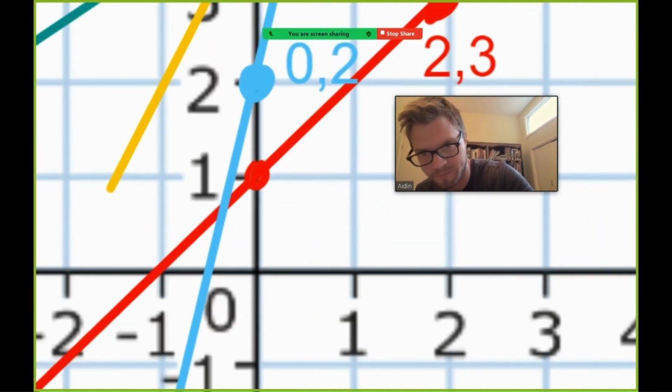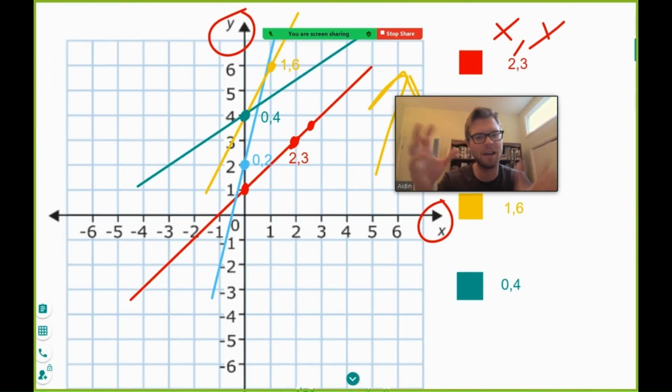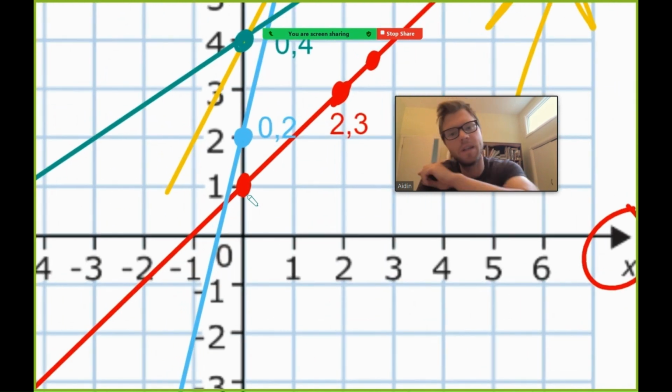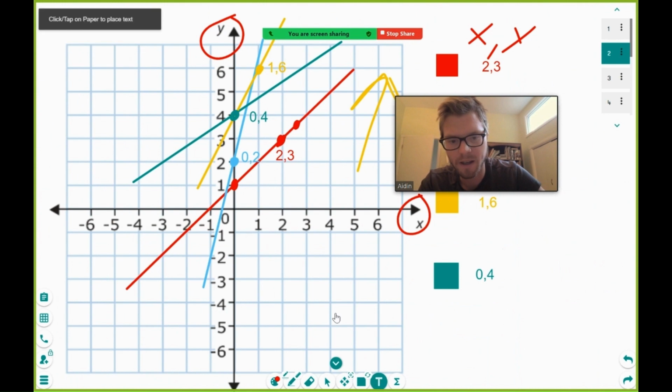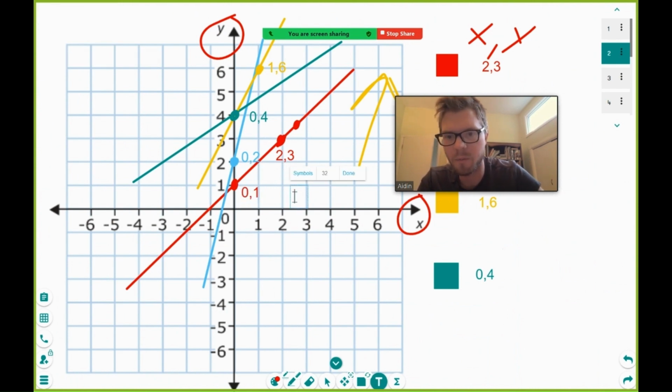Okay, so we're going to go through each line, and I drew each line so that it has a pretty easy to see y-intercept. Okay, so the red one, where does the red line intercept through that y-axis? Where does it cut through it? It cuts through it when x is 0 and y is 1. So we're going to write that in. X is 0, y is 1.